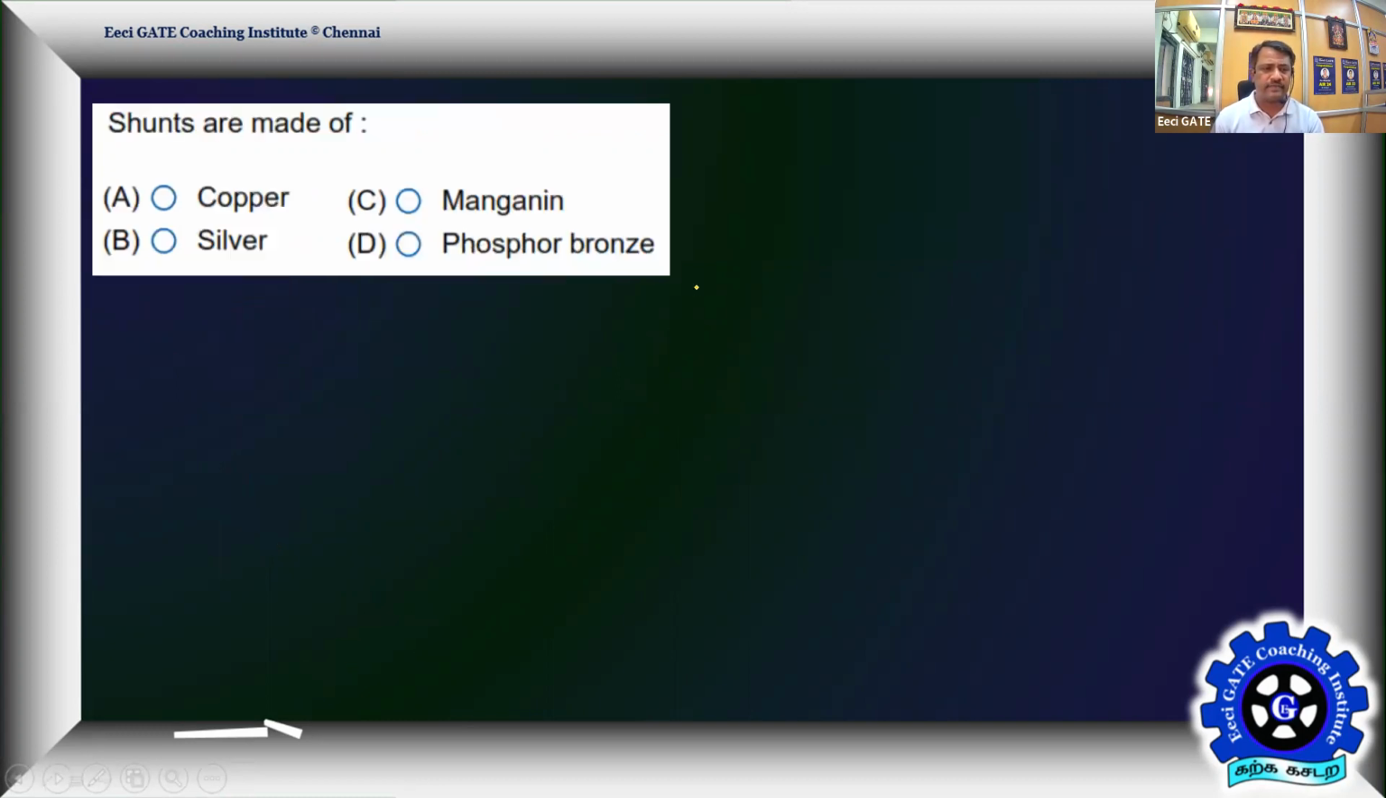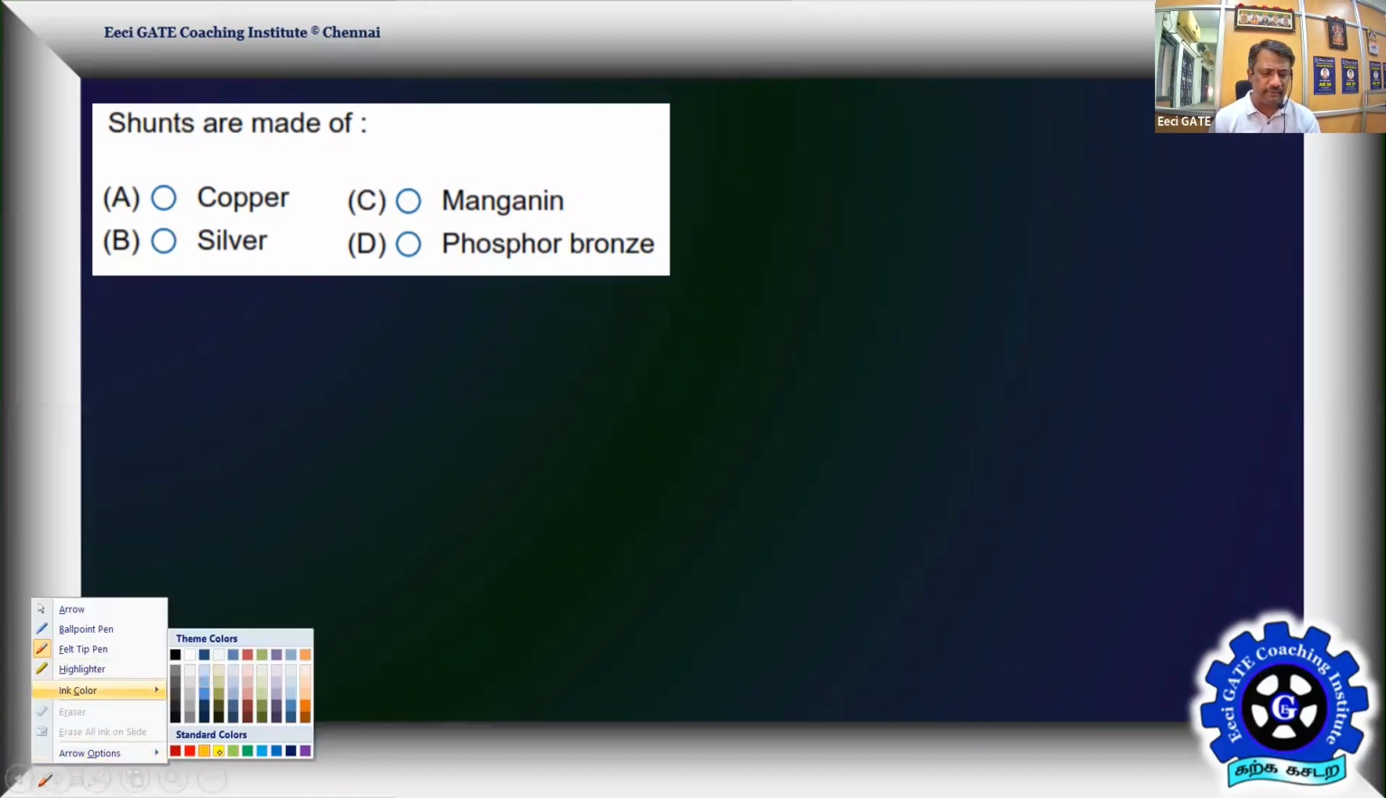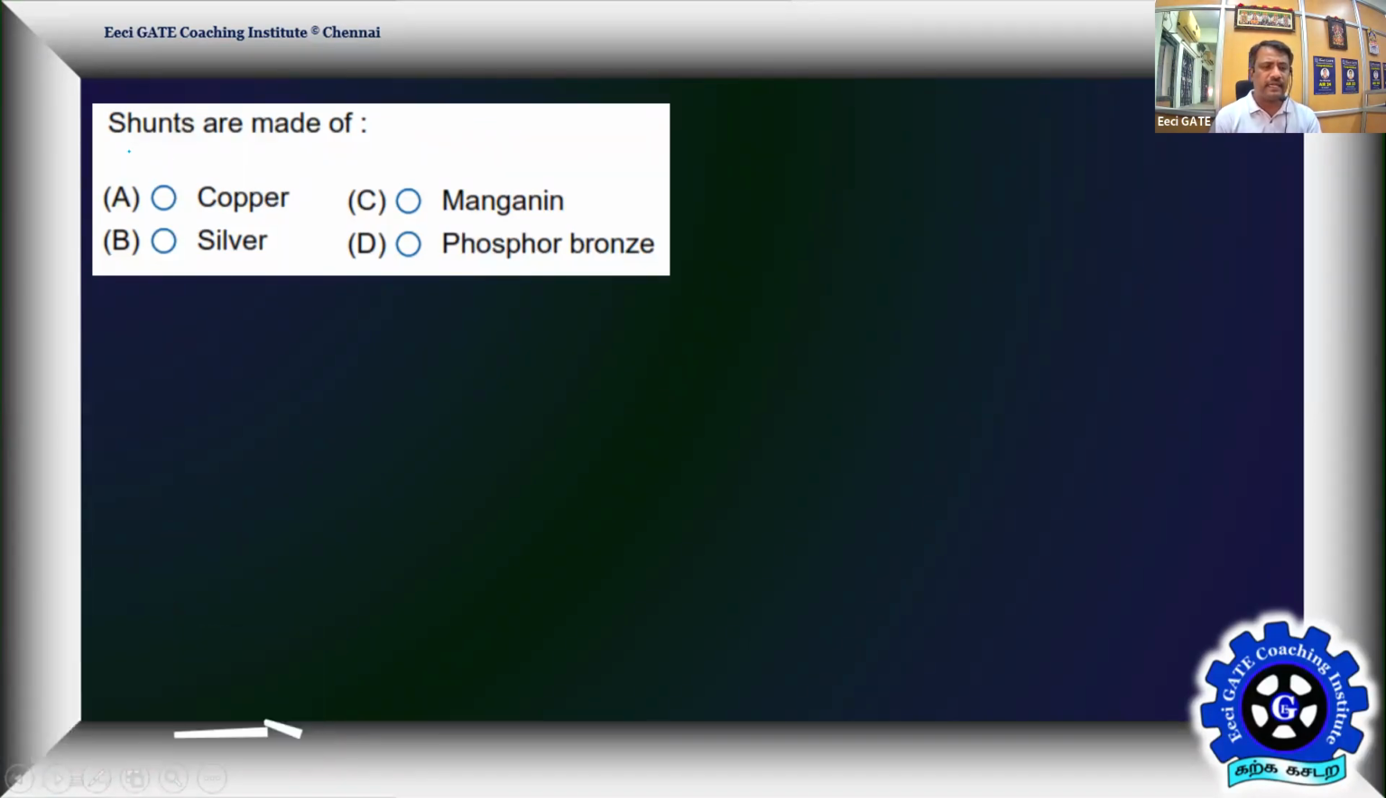Then, the shunts are made of what? Usually shunt means the one which is connected in parallel. Shunt is nothing but the one which is connected in parallel. Here a shunt basically belongs to a meter extension. You are extending the range of an ammeter.